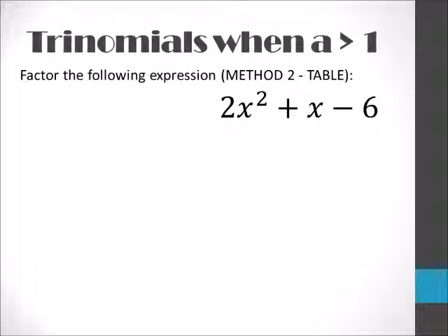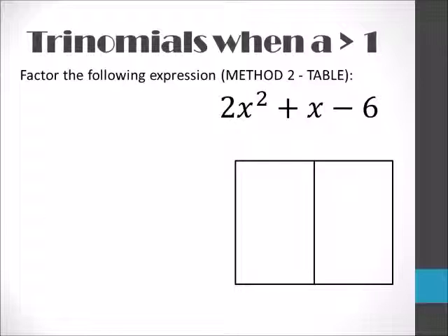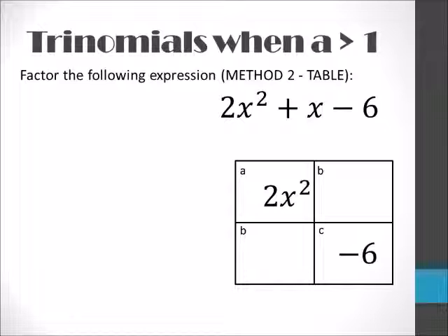Let's look at the same expression, 2x squared plus x minus 6, but factored using a table. So the first thing we're going to do is separate the table into 4 parts. A, 2 boxes for B, and C. Here we know our A value is 2x squared, and our C value is negative 6.